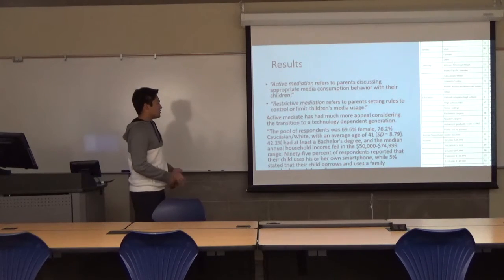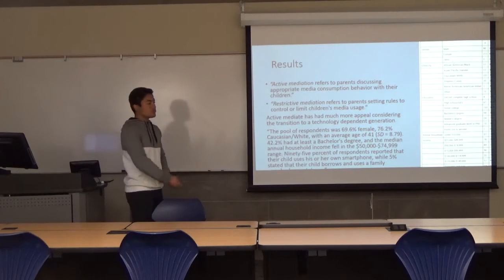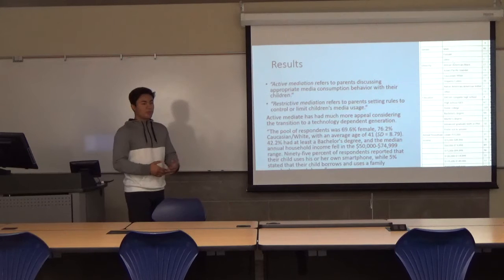which was active mediation, in which parents were actually talking with their kids about how good technology is and how much technology is good at a certain amount of time. And restrictive mediation was setting rules and regulations that stopped kids from being able to use technology with little to no explanation whatsoever.